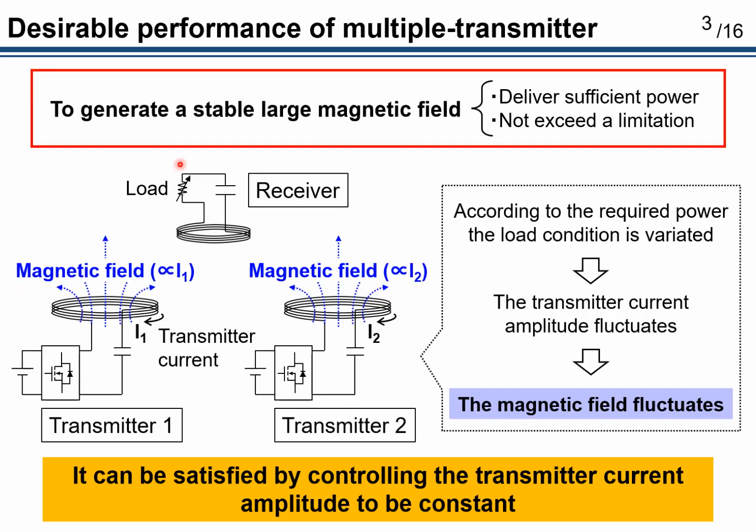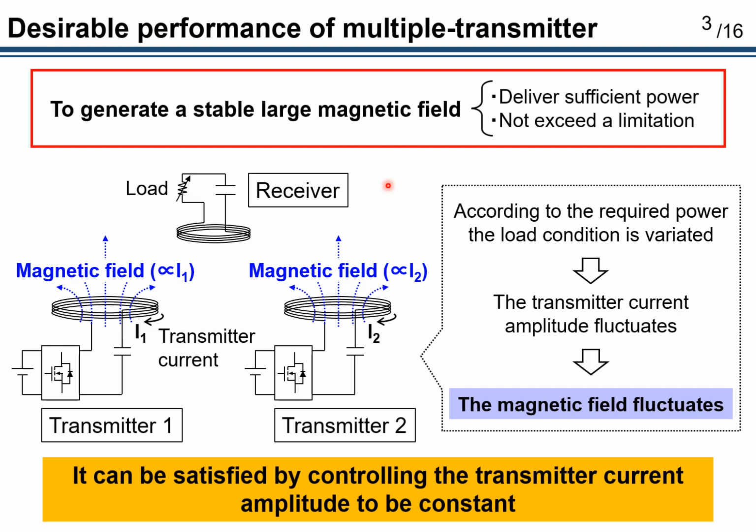In this case, it is desirable that each transmitter generates a stable large magnetic field. This is because transmitters can deliver sufficient power. Besides, the magnetic field by transmitters must not exceed a limitation. However, the transmitter driven by a constant voltage does not satisfy this performance.